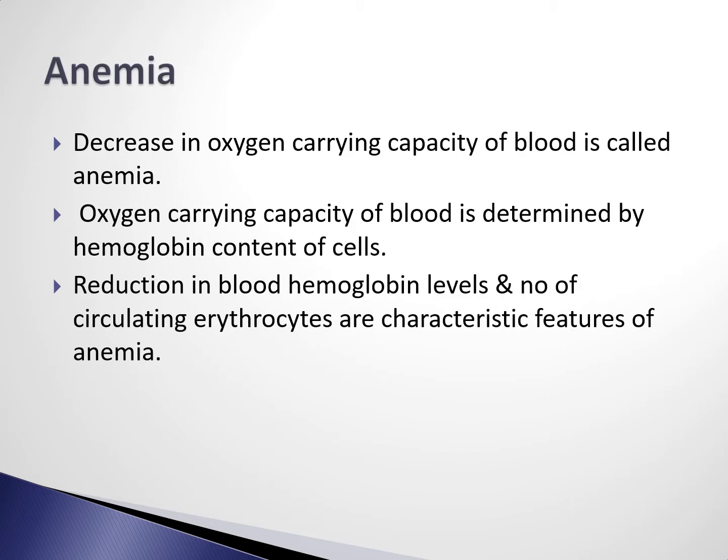Now, what is anemia? Anemia is a decrease in the oxygen carrying capacity of blood. This oxygen carrying capacity of blood is determined by the hemoglobin content of the cells. So if there is a decrease in hemoglobin concentration of the blood, naturally the oxygen carrying capacity of blood is reduced. The characteristic features of anemia will be reduction in blood hemoglobin levels, as well as the number of circulating erythrocytes may also be reduced.